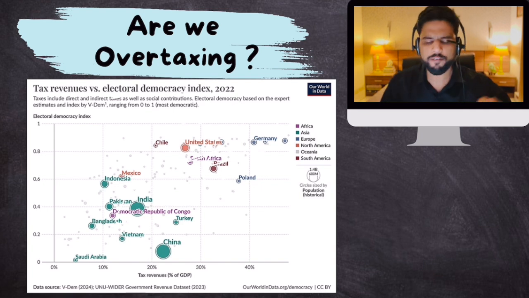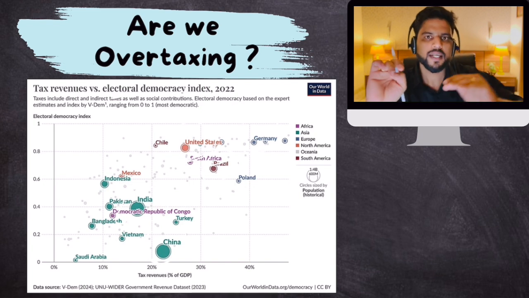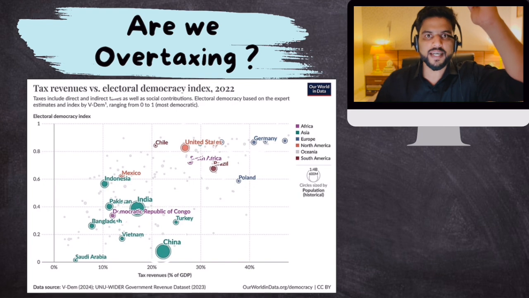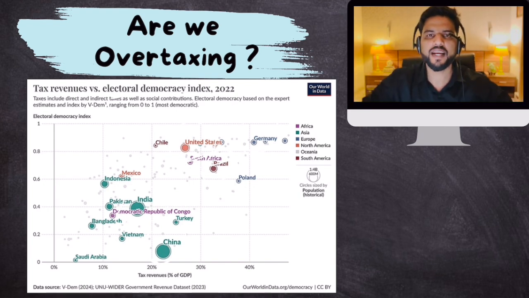Okay, there are a few exceptions though. China, which has no democracy, but still it collects a lot of taxes. Saudi Arabia, sorry, not Saudi Arabia, other countries. There are some exceptions, but generally it is found that countries who score higher on this electoral democracy index also collect more taxes. Now, if we analyze all these 5 charts, we realize that Indians are not overtaxed.